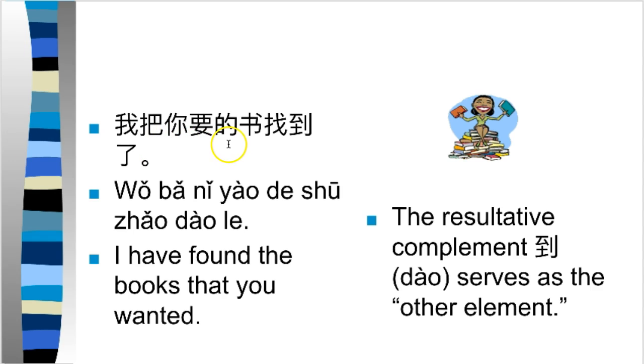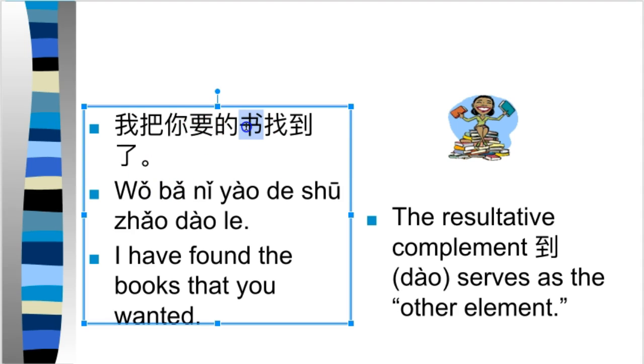我把你要的书找到了. Okay, so the object here is 书. And the verb, the action is I'm looking for it. Did I find it? I did. 我找到了. I was able to find that. It's a resultative complement. It was a successful, completed action. So what is the point of ba here?